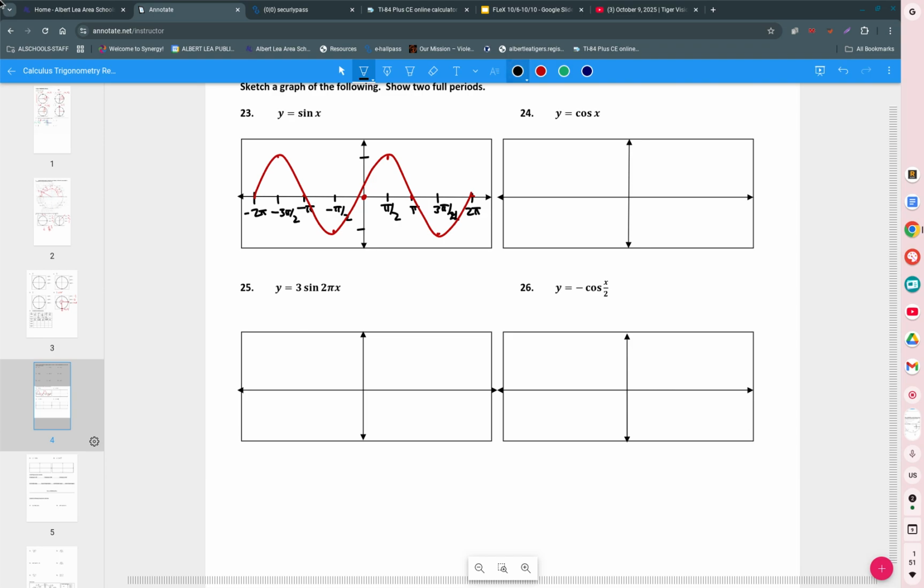We do the next one. Cosine, same thing, 2 pi. And then after 2 pi, we go pi over 2, 3 pi over 2, negative 2 pi, negative pi, negative pi over 2, negative 3 pi over 2.